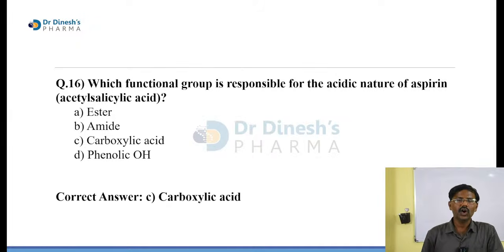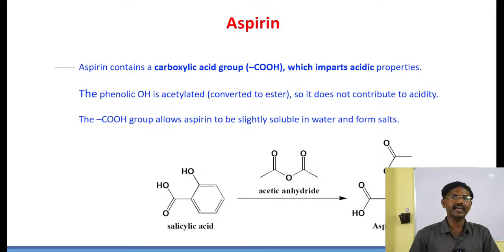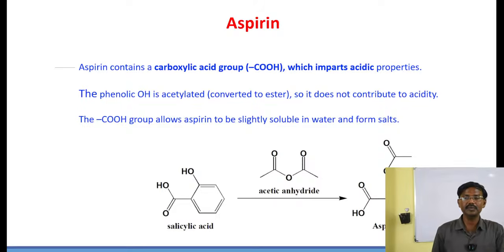Here the carboxylic acid group gives the acidic nature to aspirin. Acetyl salicylic acid: the word acid comes because of this carboxylic acid. So try to understand the chemistry of aspirin. Salicylic acid gets converted into aspirin in the presence of acetic anhydride. Sometimes they ask for the intermediate. Don't go deep into the chemistry of other drugs; only the major drugs, paracetamol and aspirin, are asked about in the pharmacist exam. These are repeated questions.